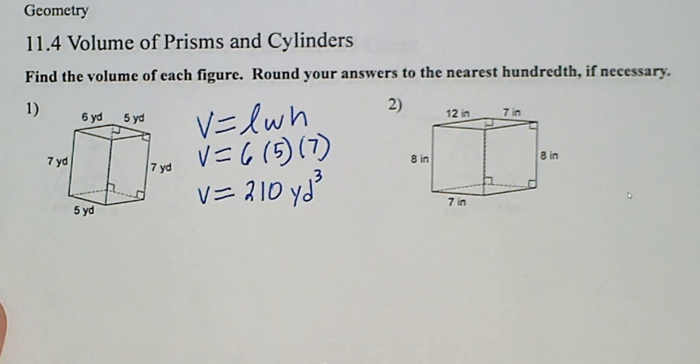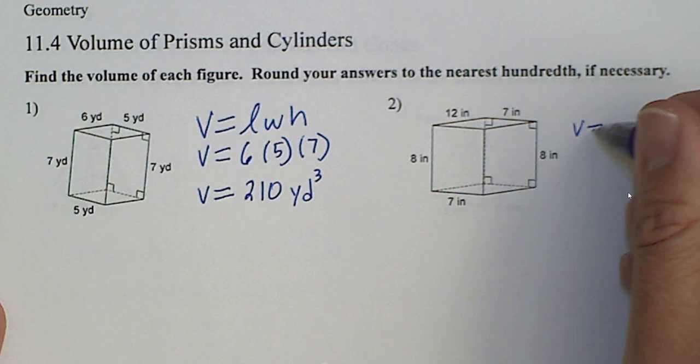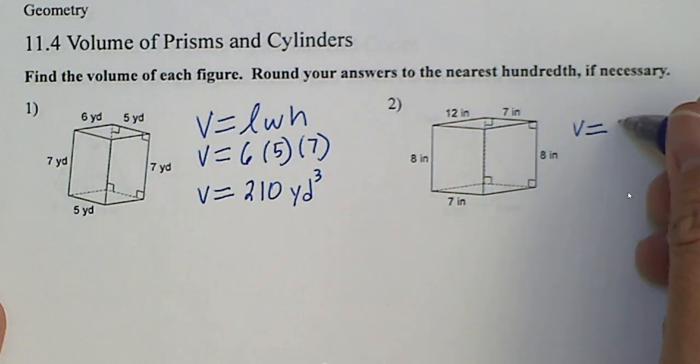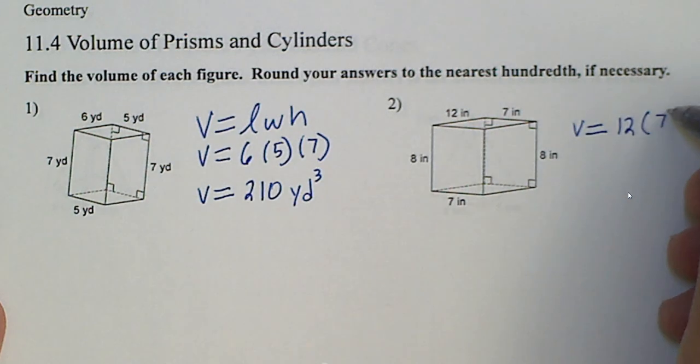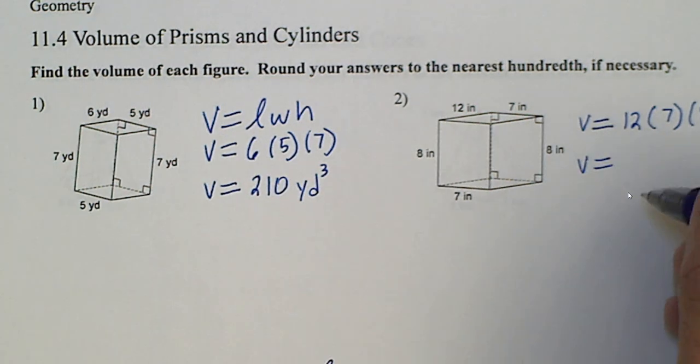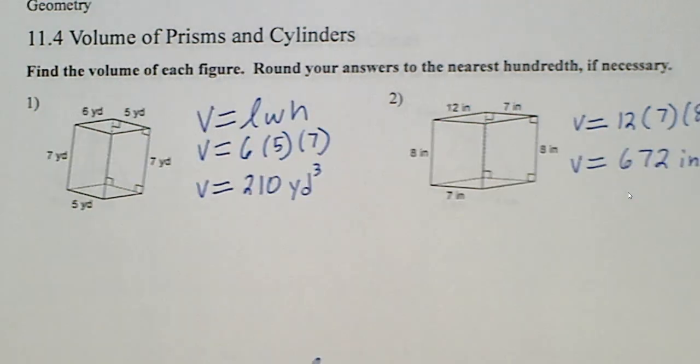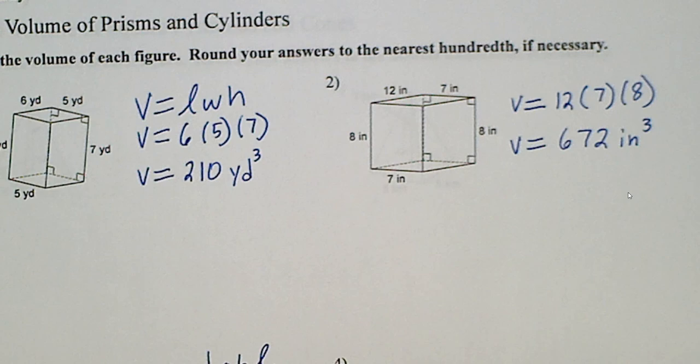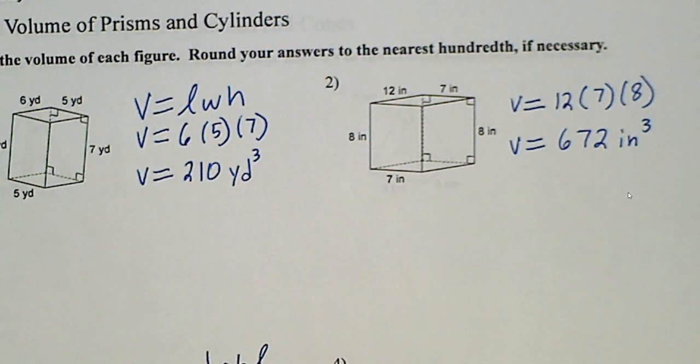Go ahead and pause the video here and try number 2. So here on number 2, again, using the same formula, my length I'll say is 12, my width I'll say is 7, and my height 8. So I simply take 12 times 7 times 8, and that gives me 672, and again, that is in cubic inches, and that would be the volume of that one. Okay, so volume of a rectangular prism is pretty simple, pretty straightforward.